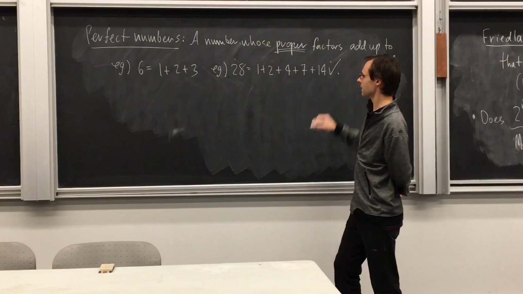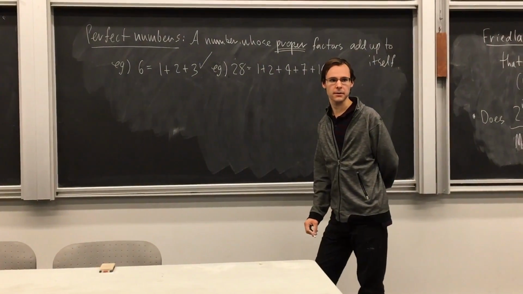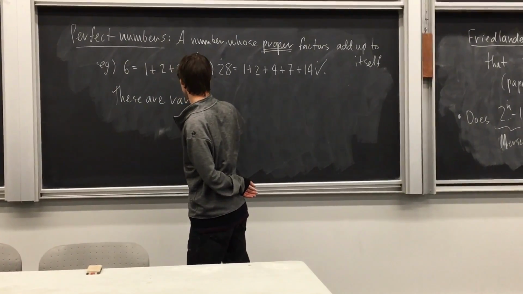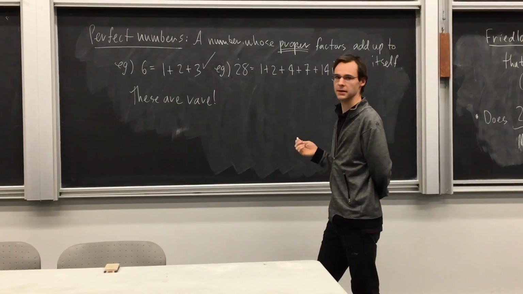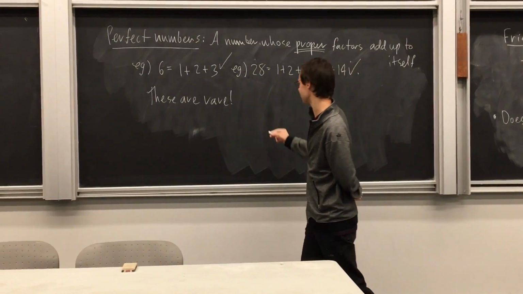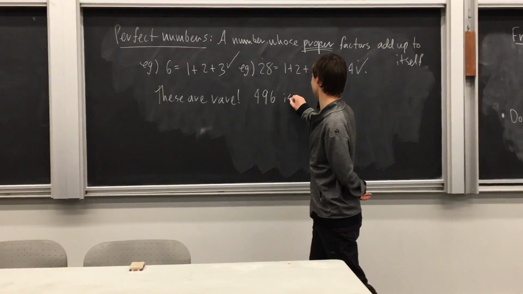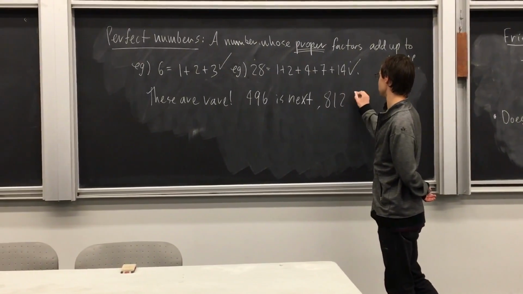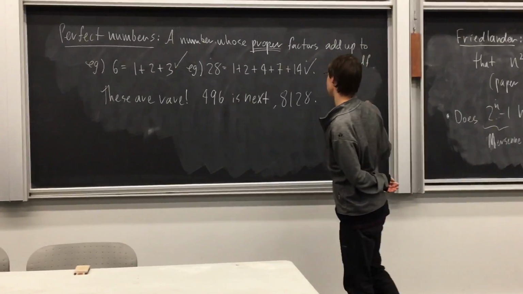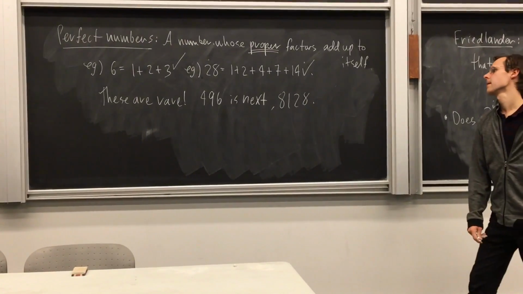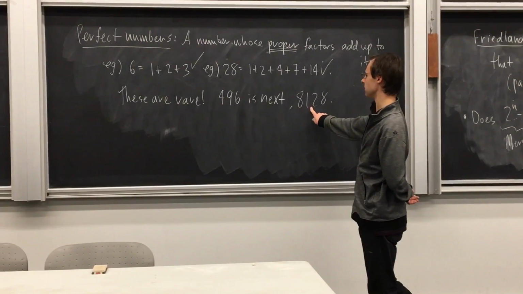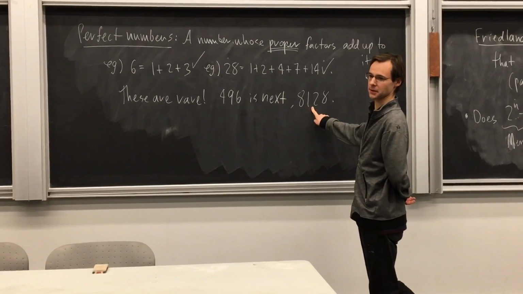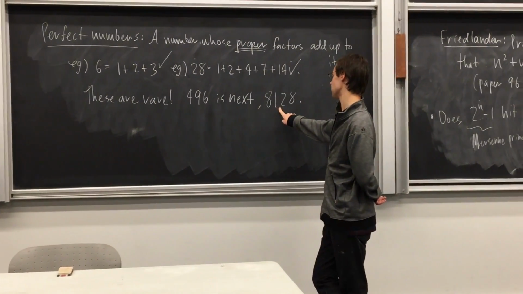Good. It turns out that these are actually pretty rare. The next example after 28 is 496. And then the next example after 496 is 8,128. So they get spaced out by larger and larger intervals. And nobody knows whether there are infinitely many of these or whether there are odd perfect numbers. So far, the only perfect numbers we found are even.